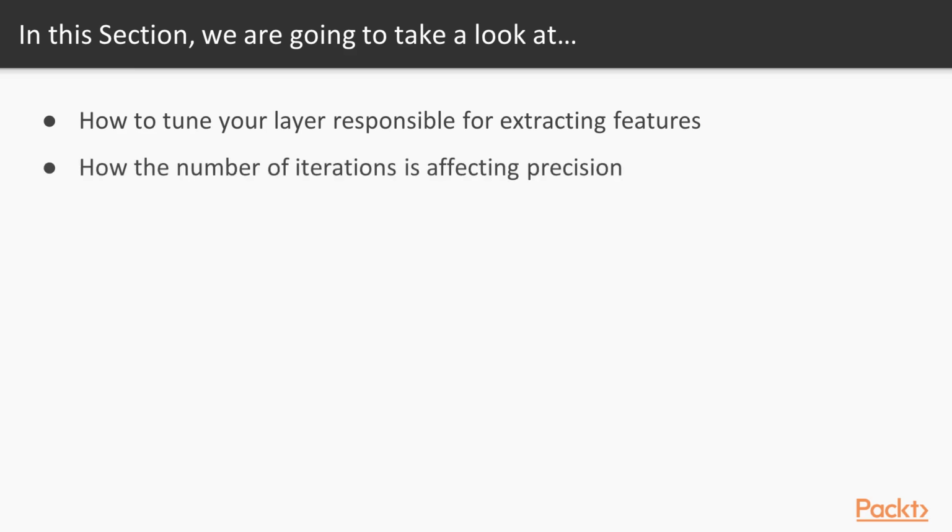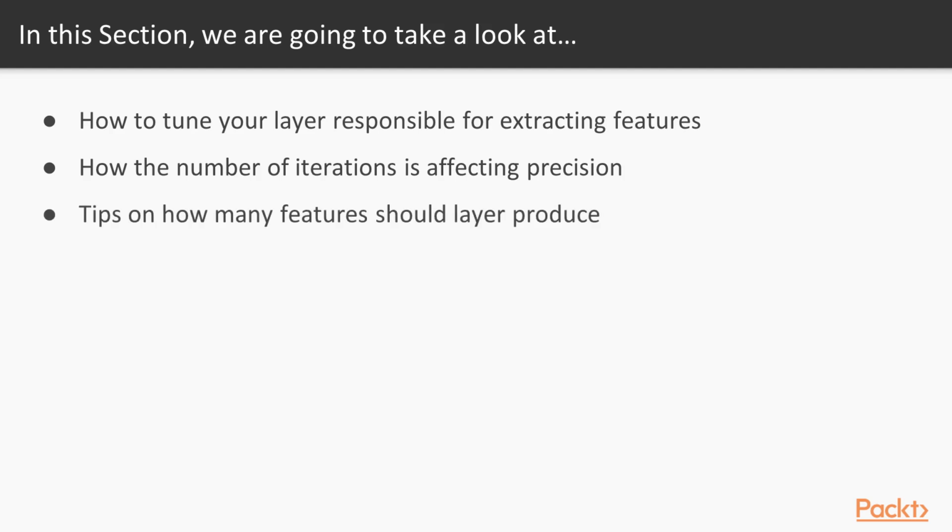Next, we'll see how the number of iterations affects precision. We'll see that as more iterations are introduced in our model, the precision will be better, but also there is a threshold after which there is no need to add more iterations. So we will try to find that threshold in the next video.